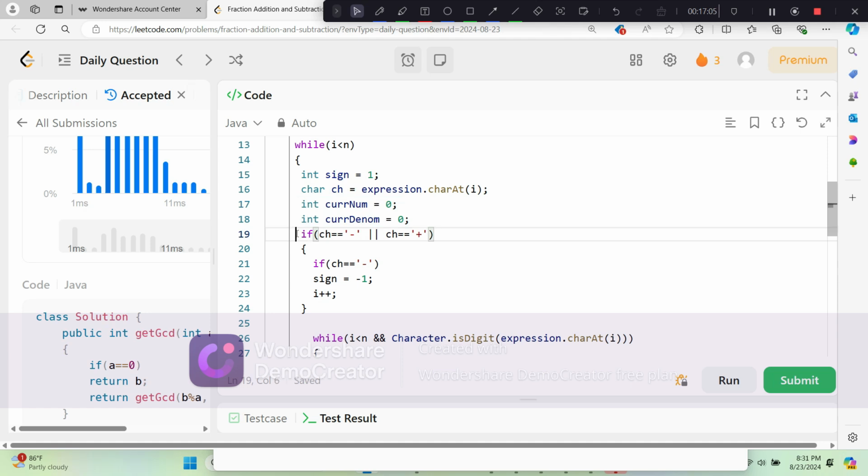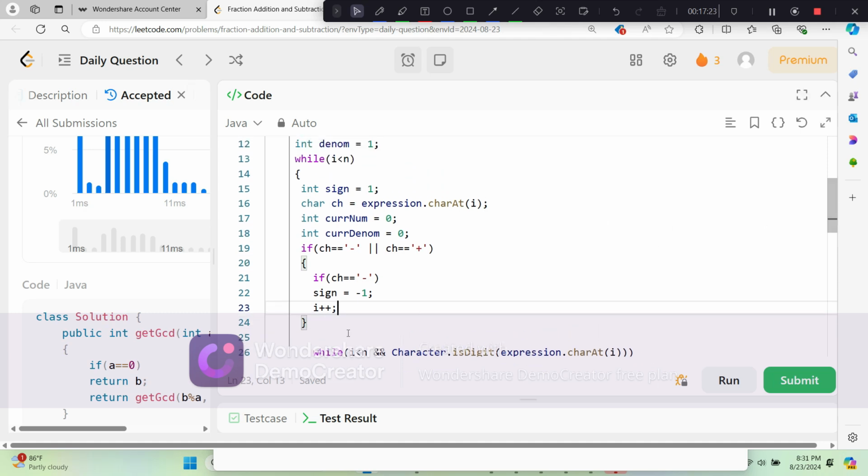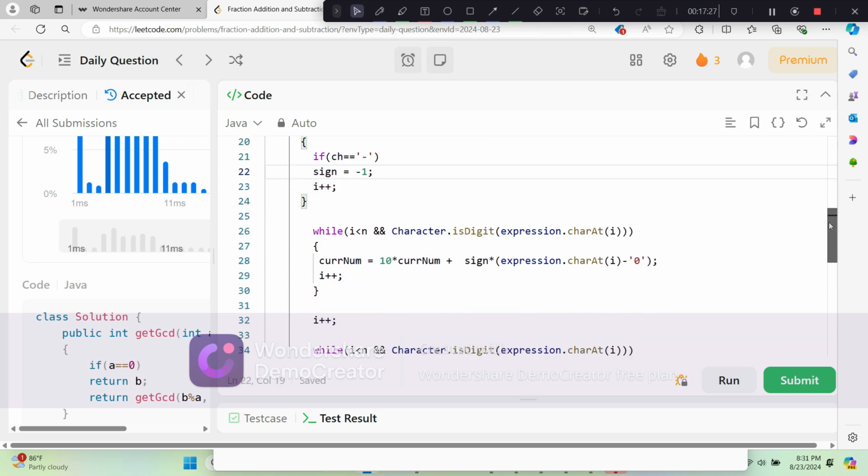Now first of all I am checking here if ch equal to minus or plus. That means we have to check for the sign, right? So if this is minus, then we are making sign equal to -1, and we are making i plus plus, because in this case we have to start from the next character. Okay, so now we will proceed ahead here.